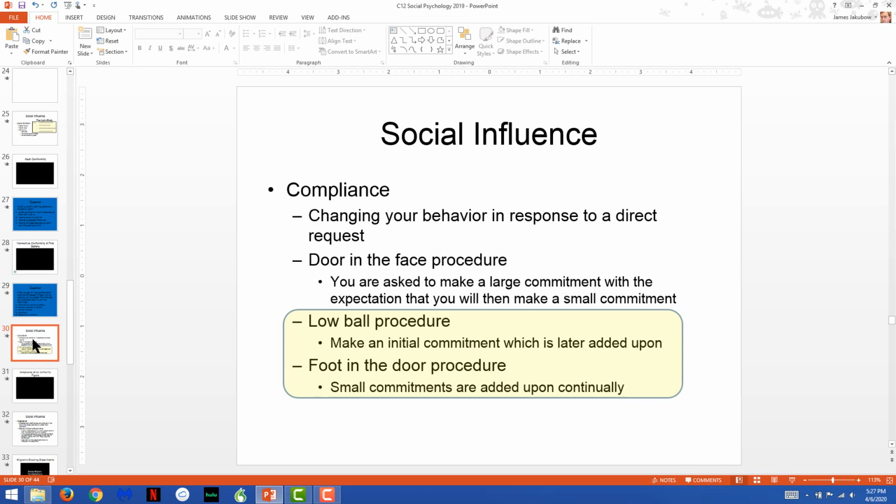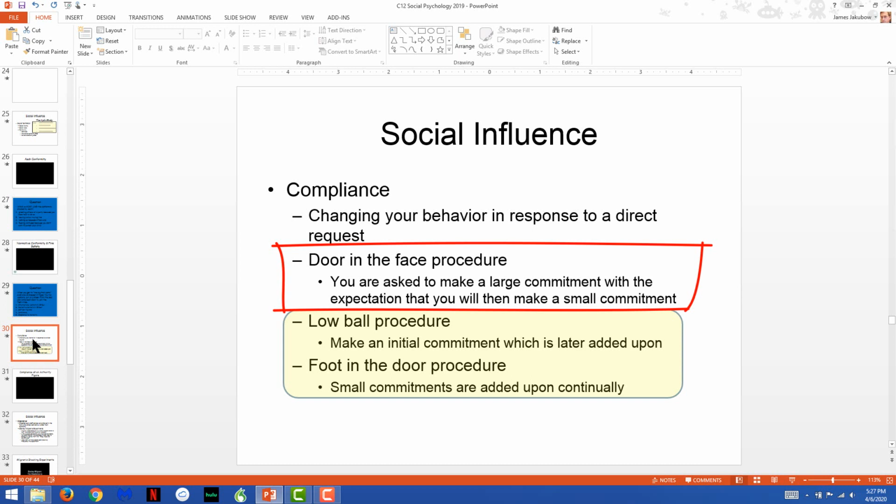There's actually 3 examples here, and 2 of them are grouped together, the low ball procedure and the foot in the door procedure, because there's going to be so much similarity between them, so much overlap between them, that I've simply grouped them together on the slide here. But let's look at the door in the face procedure first.